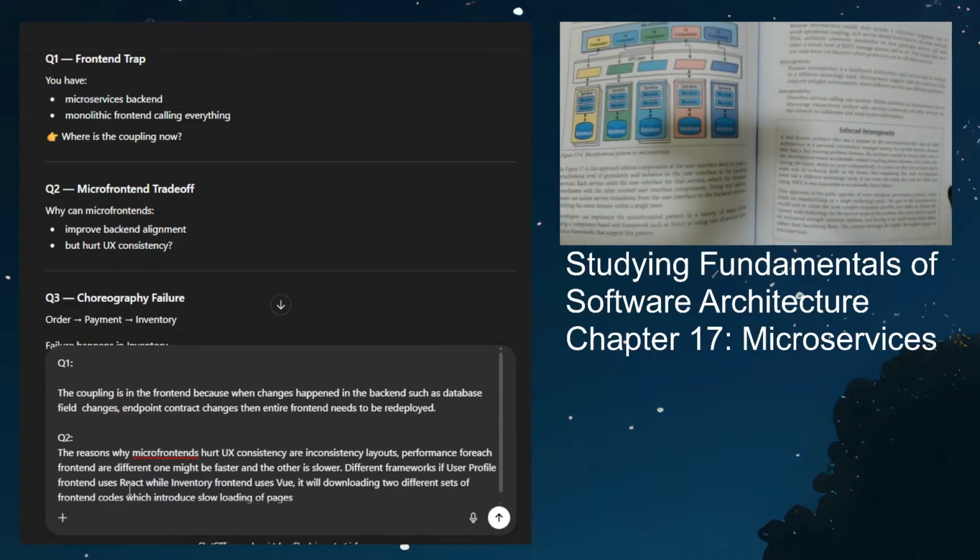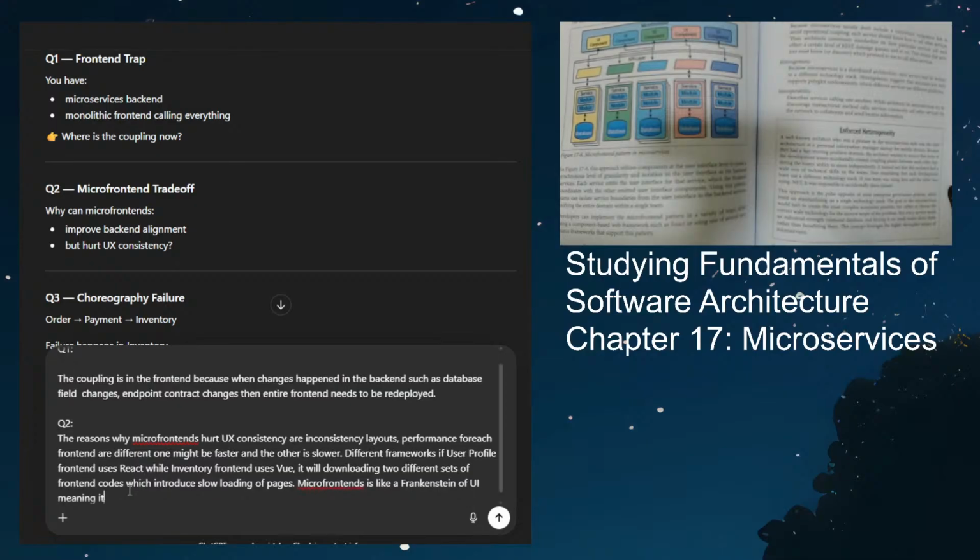Well, yan. Napahaba ko lang. Micro front ends are like a Frankenstein of UI, meaning it's composed of different parts that are just put together.